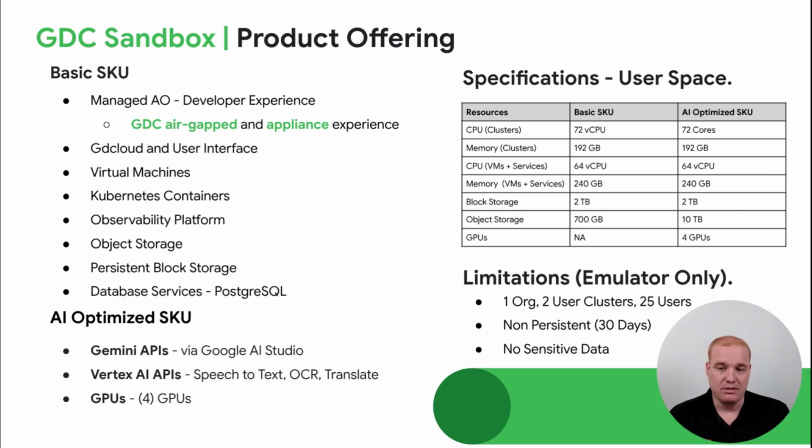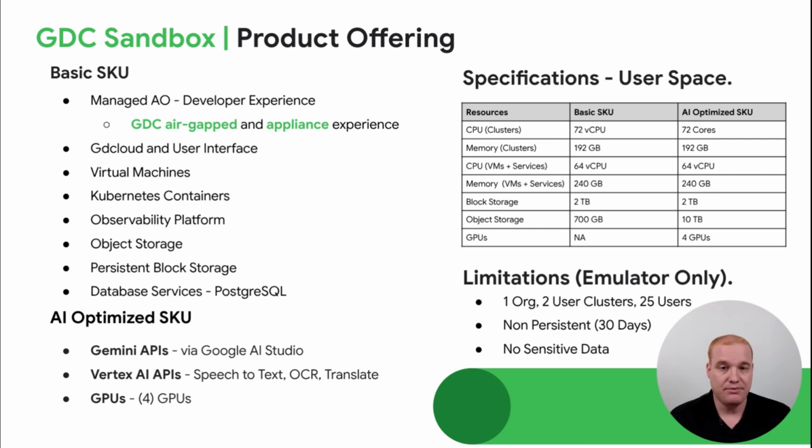Our AI optimized SKU uses the basic SKU and builds upon it with Gemini APIs, which are enabled via Google AI Studio account, as well as the Vertex AI APIs, so artificial intelligence enabling speech to text, optical character recognition, translation, as well as 4 onboard GPUs, which are dedicated.